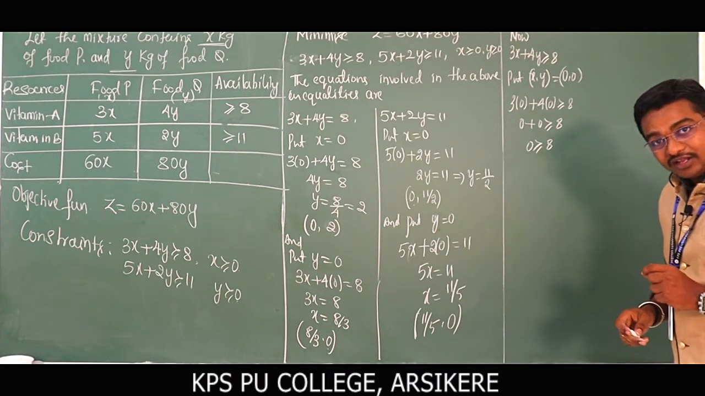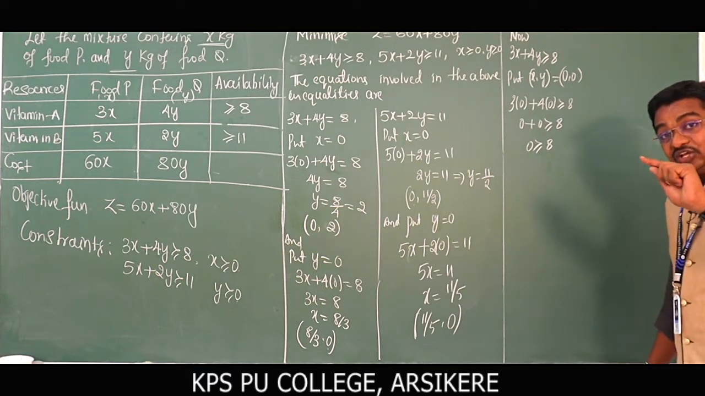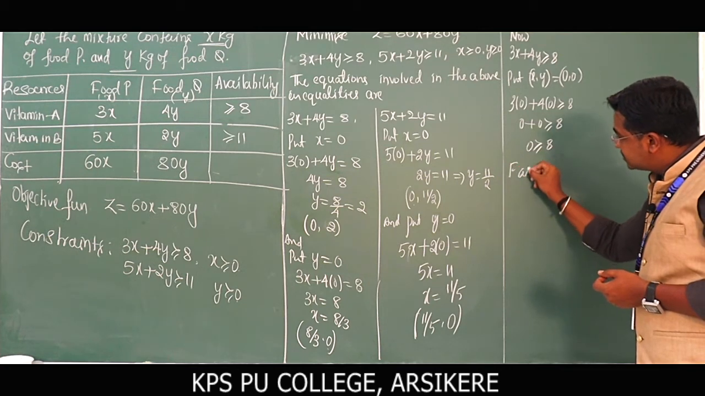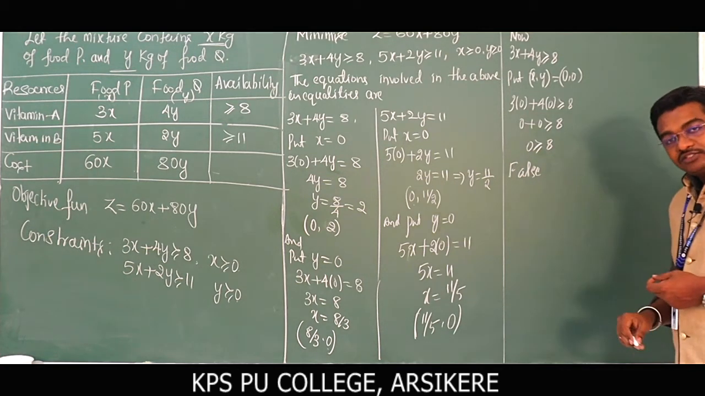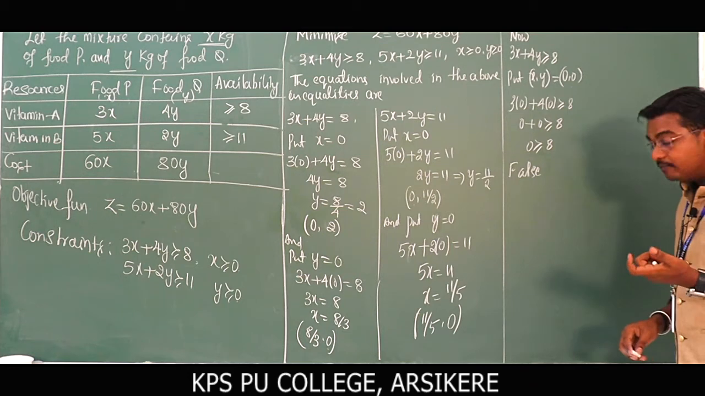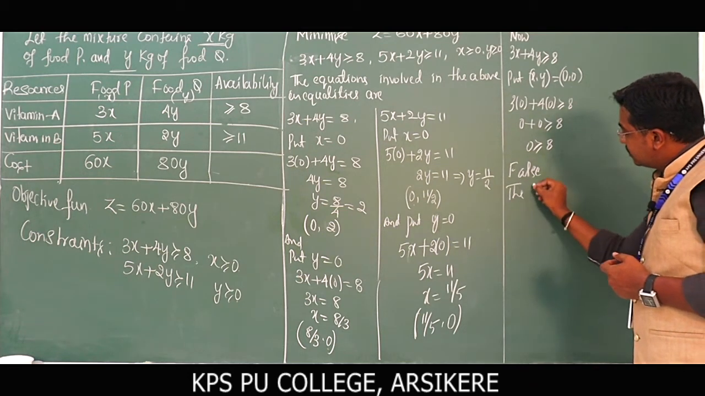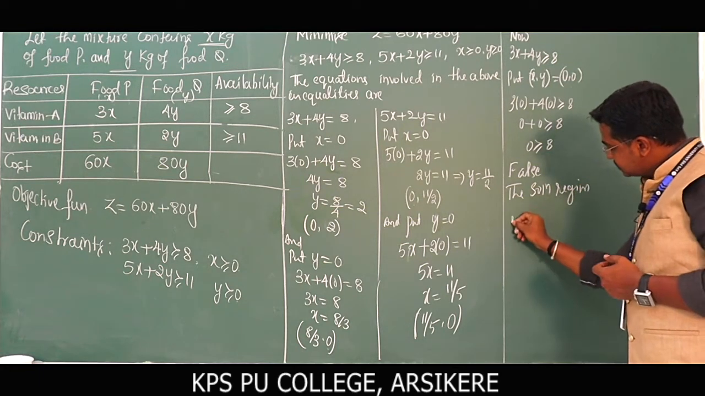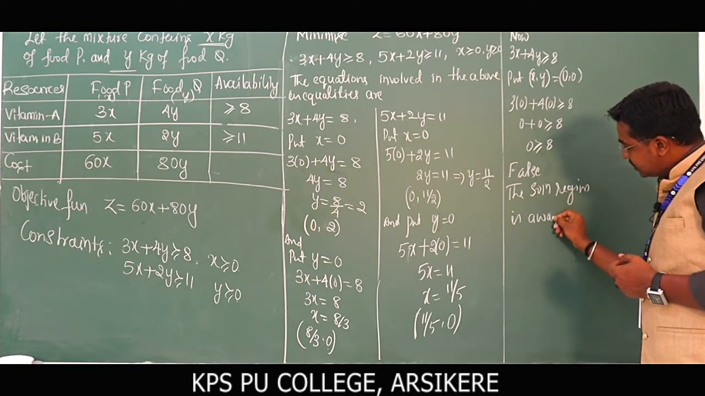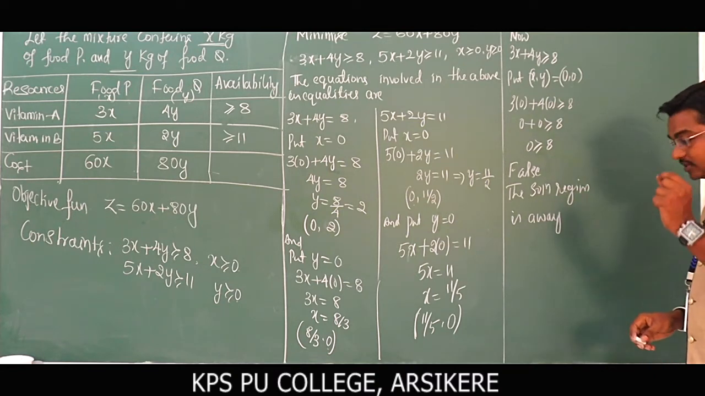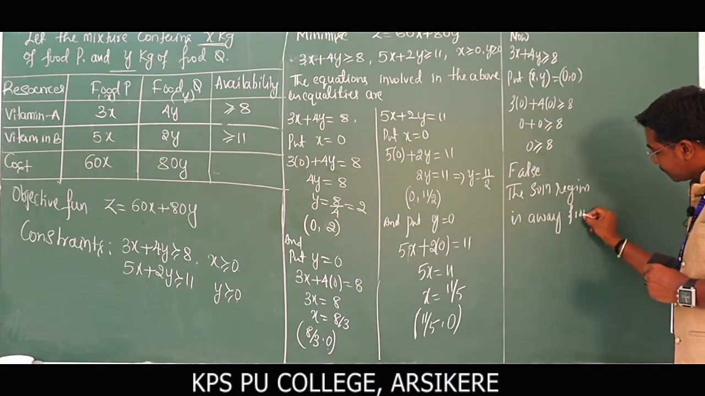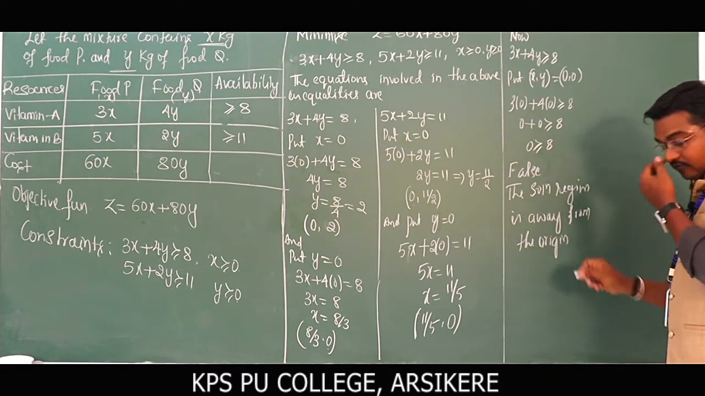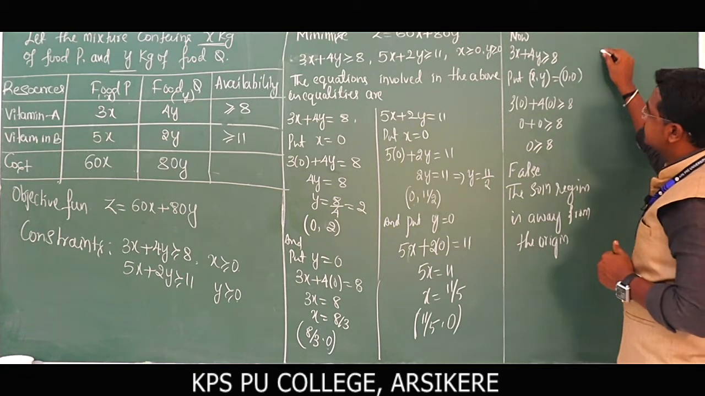Just observe the inequality: 0 greater than or equal to 8. It means this statement is false, right? Once this statement is false, the solution region is away from the origin. Remember, this is very important. Away from the origin. Next, for the second inequality.